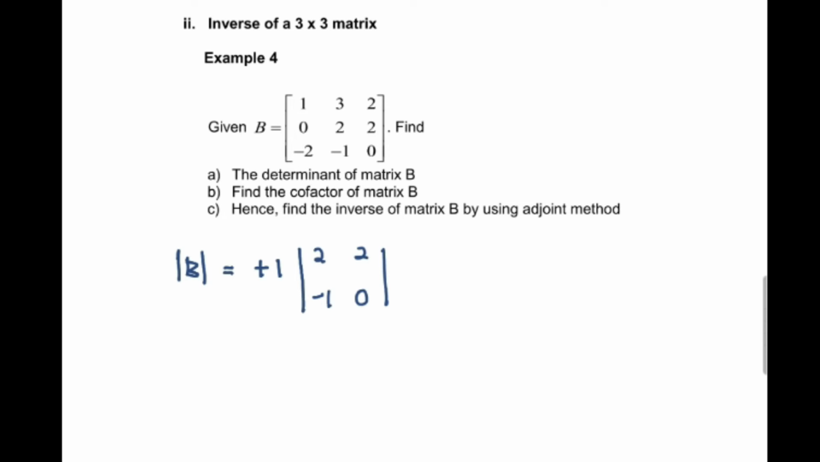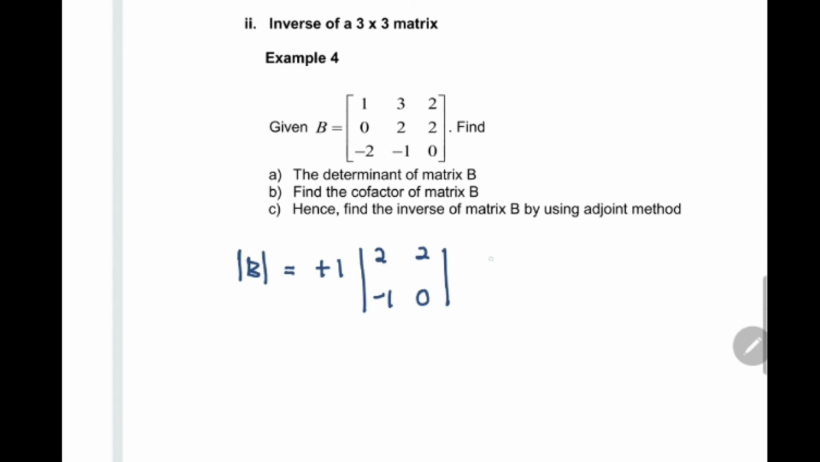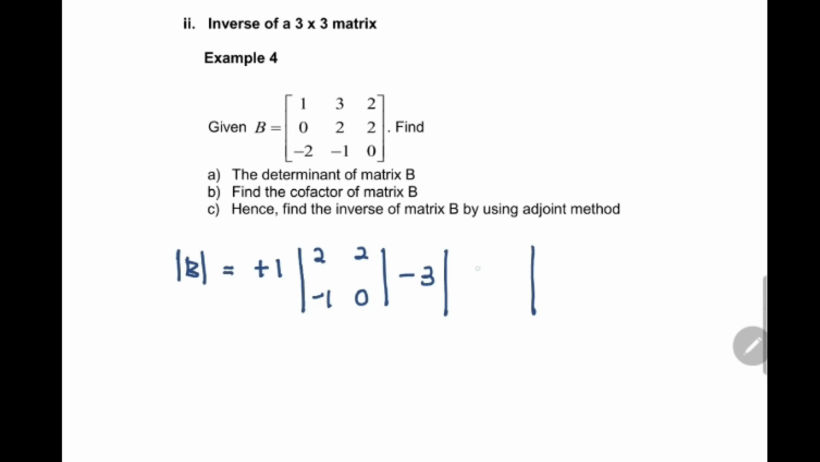Alright, first of all, you need to find the determinant of B. I will be using the first row. So that's why I take the first, plus 1, the determinant of 2, 2, negative 1, 0. And then it should be negative 3, so negative 3, the determinant of 0, 2, negative 2, 0, and then plus 2, the determinant of 0, 2, negative 2, negative 1.